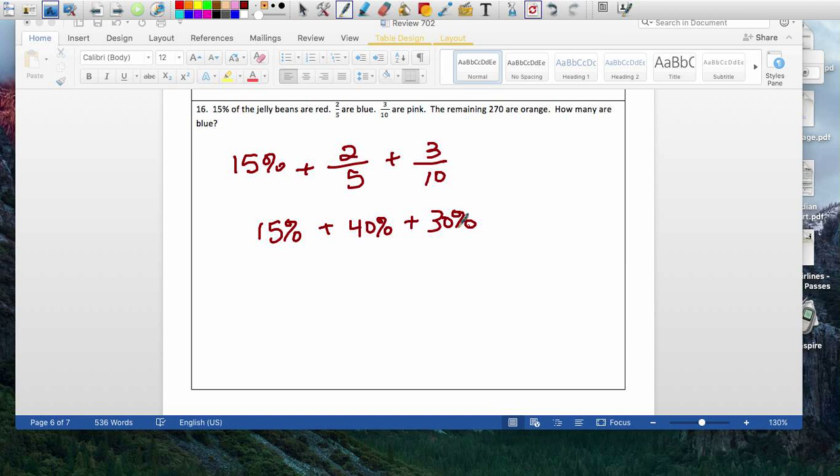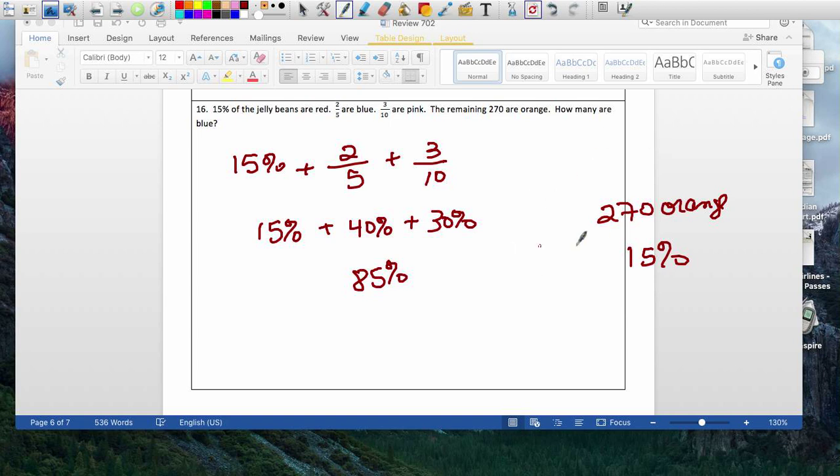So these three numbers, 40, 70 is 85%. So 85%, right? 85% is red, blue, and pink. Now, the 270 that are orange represent what? 15%, right? Because that plus that equals 100. So how many are blue?